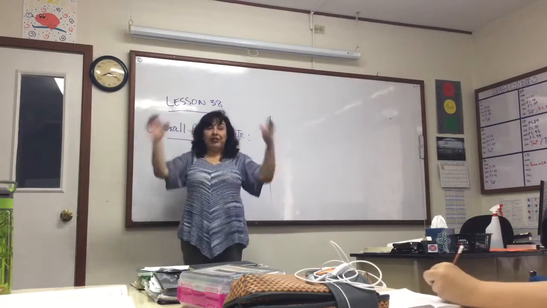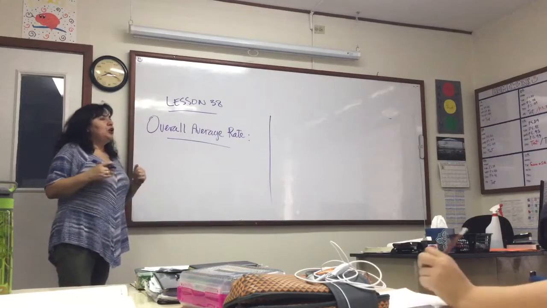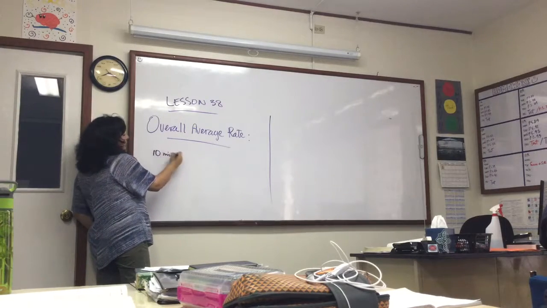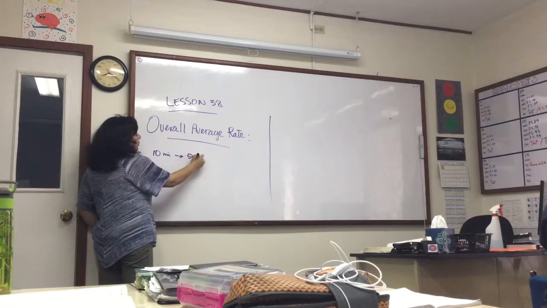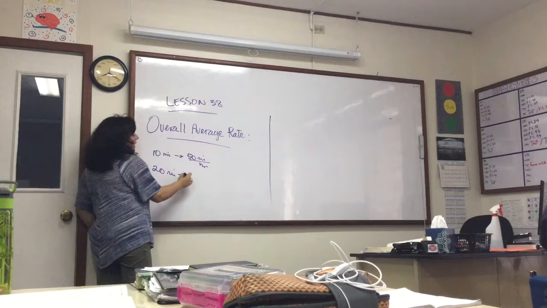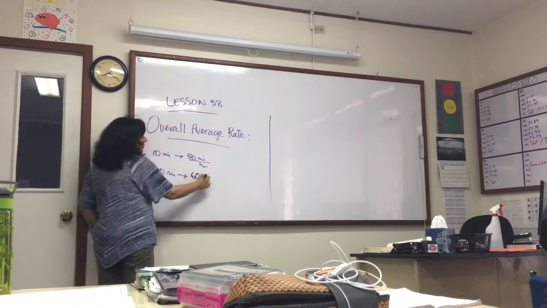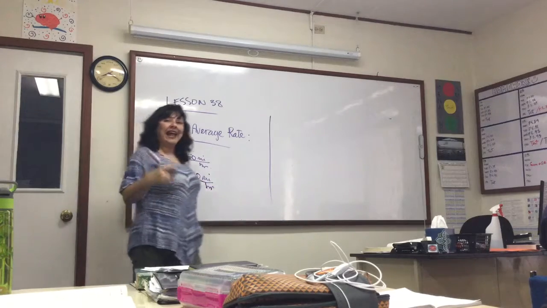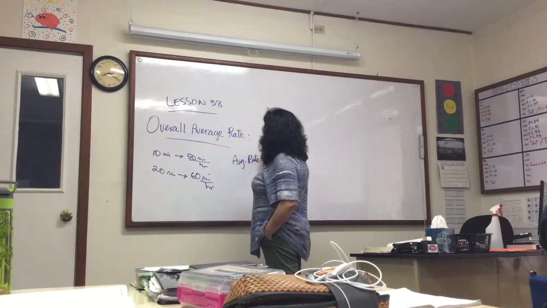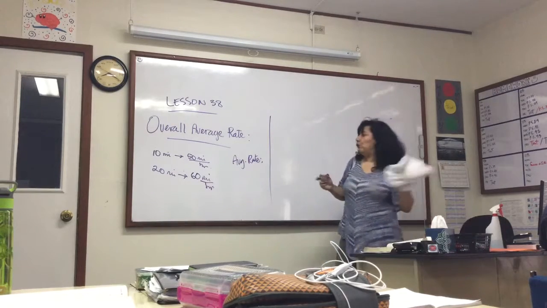If we're thinking physics and we're thinking speed, you would think if a car goes the first 10 miles at 50 miles per hour, and the next 20 miles at, I don't know, 60 miles per hour, and I ask you for the average rate, the first instinct is to add these two and divide by 2, right? But that would be incorrect.